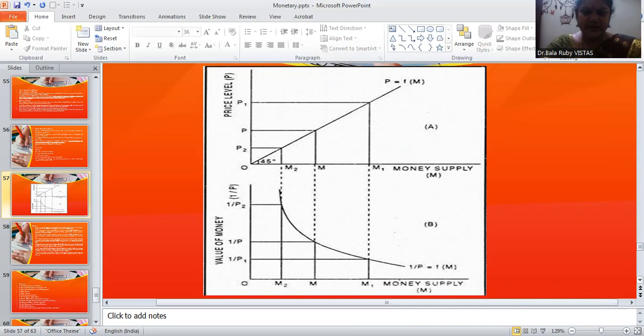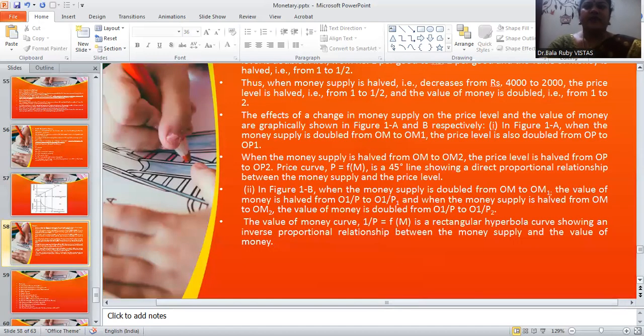Again, assume that the money supply reduces to OM2. What about the value of money? The value of money increases to 1/P2. The reason is there is a negative relationship between the money supply and the value of money, right? So in this diagram, there are two panels. The upper panel denotes the positive relationship between money supply and price level. The lower panel explains the negative relationship between the money supply and the value of money, right? Here we have a clear explanation.